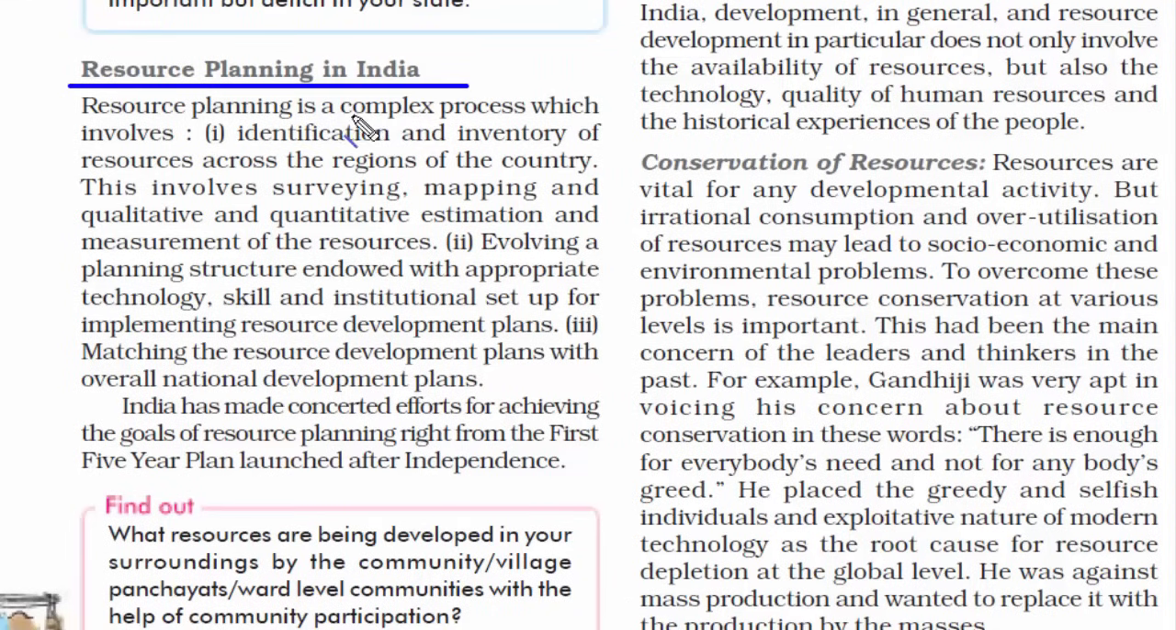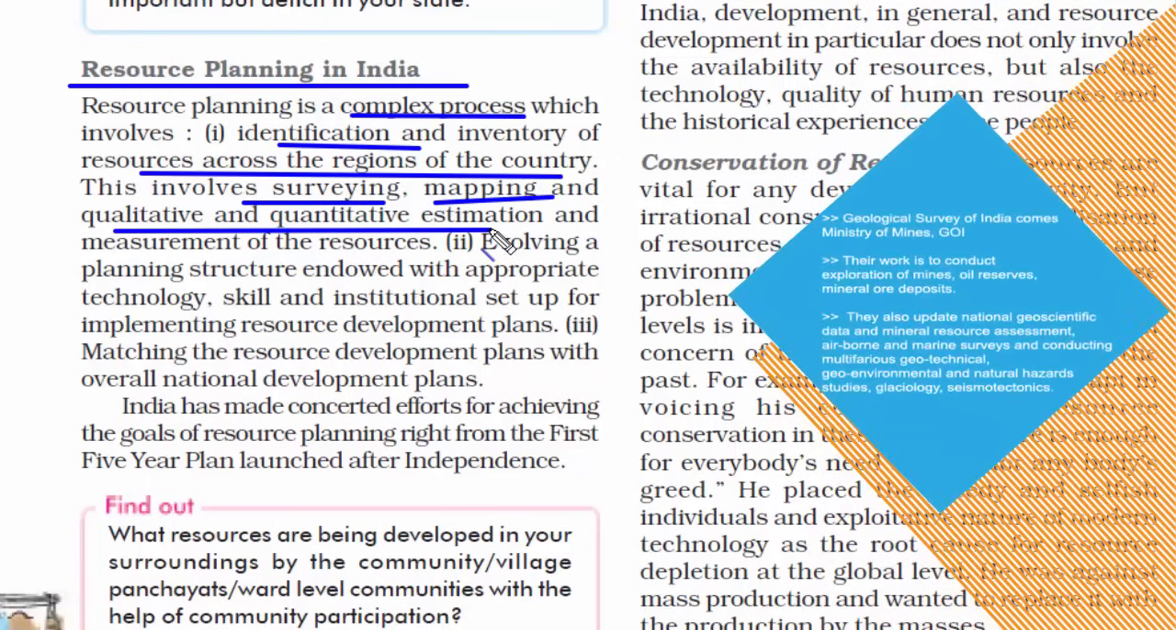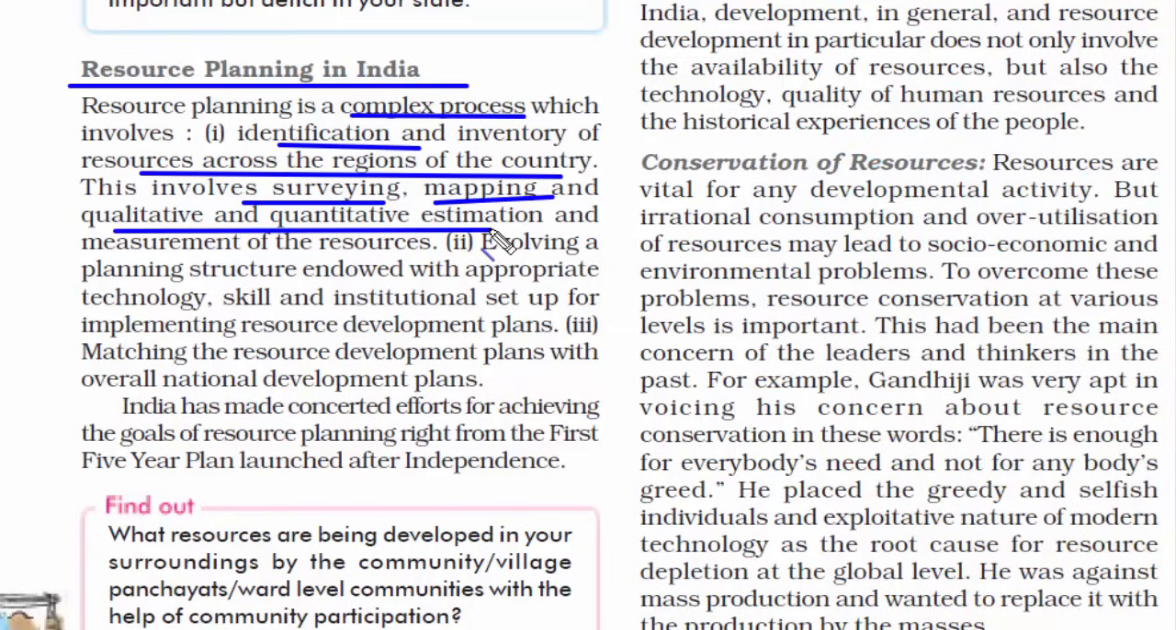So resource planning is a complex process. For that, we need to identify where the resources are located in the country. Then we need to do some surveys and mapping for the qualitative and quantitative estimation. So the Geological Survey of India does this work. With the help of satellite and other forms of technology, it prepares an estimation as to how much of certain mineral or resource is available. For example, what is the quantity of coal left in our country, or what grade of coal do we have? Because you see, these all are important because these all determine the cost of that resource in the international market.